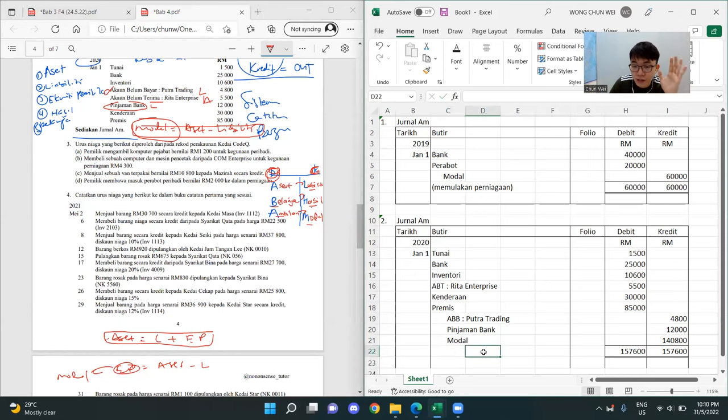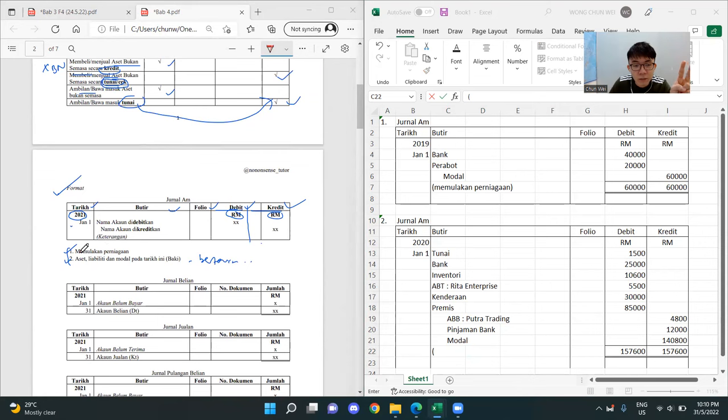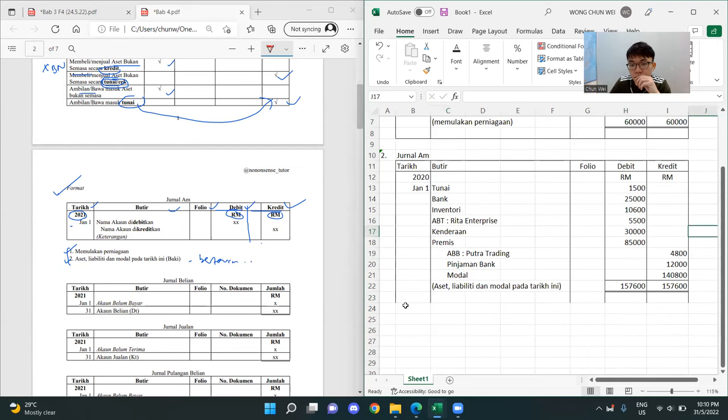Okay, so not done yet. We need to complete it by the keterangan. All right, so open bracket. How do we close this? So for this one, it's either two only. It's either memulakan perniagaan or this one, asset. So for now, because it's baki-baki, therefore you use this one. Asset, you just copy it down. Asset, liability, dan modal, pada tarikh ini. Boom, that's it. Then you can close it.